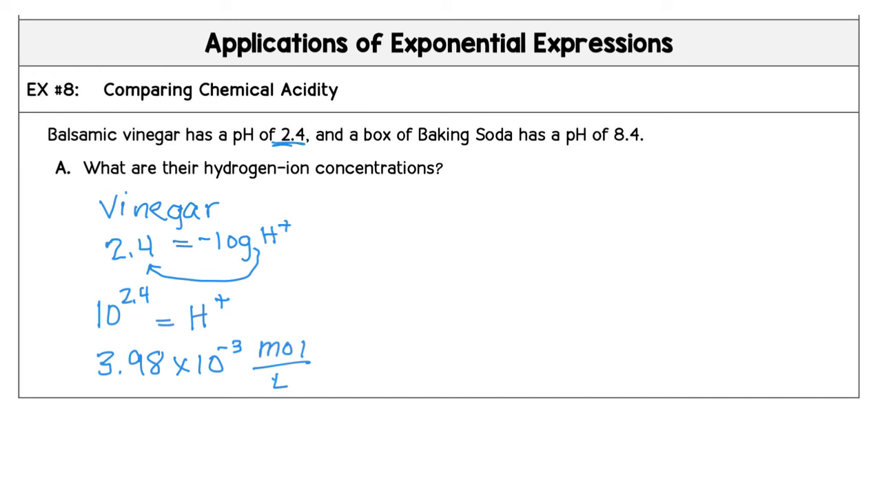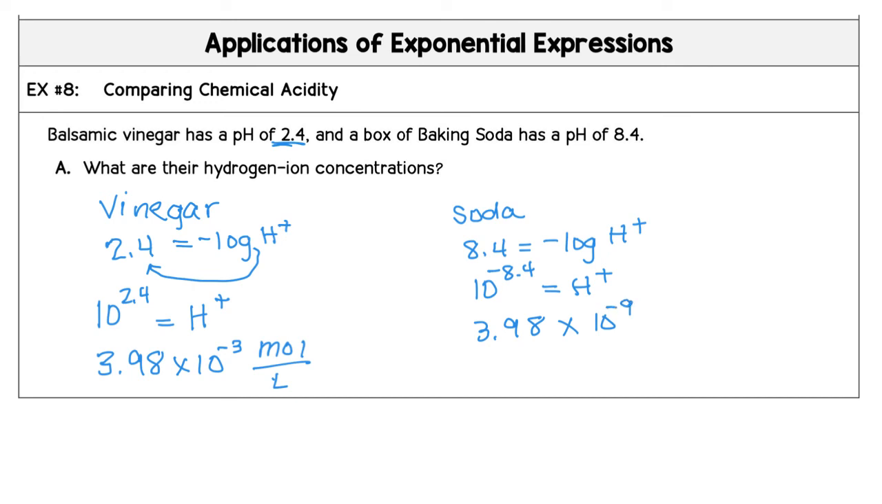Okay, for soda, you're going to have 8.4 equals negative log H. And so you have 10 to the negative 8.4 equals H, positive. So again, 3.98 times 10 to the negative 9.